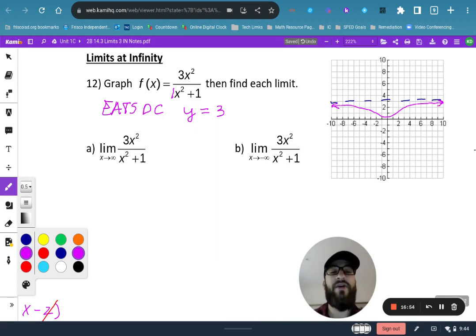So as it goes out and it approaches to the left and to the right, it goes to that horizontal asymptote. So if we kept going forever, if we kept going all the way to the right to positive infinity and all the way to the left to negative infinity, it's going to keep hugging that horizontal asymptote. It's going to get closer and closer and closer, but it's never going to cross it. It's never going to go above it. So our limit, both as we're going towards positive infinity and as we're going towards negative infinity, is equal to 3.